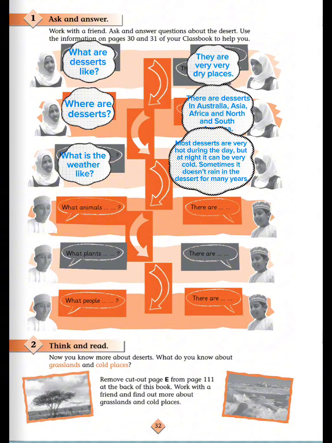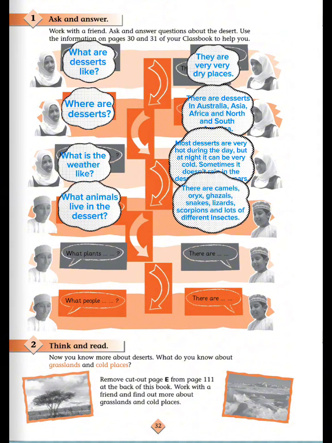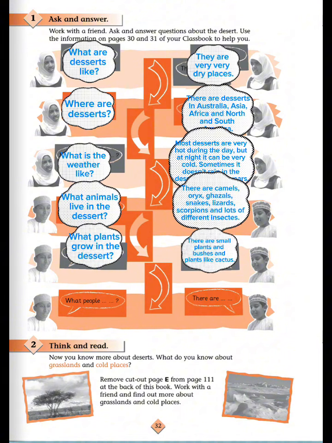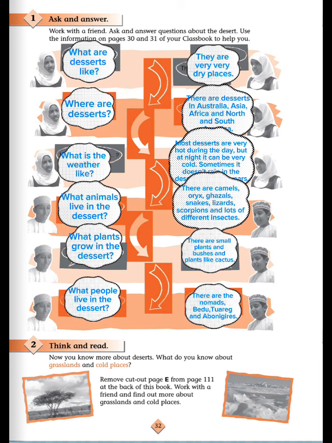What animals live in the desert? There are camels, oryx, gazelles, snakes, lizards, scorpions, and lots of different insects. What plants grow in the desert? There are small plants and bushes, and plants like cactuses. What people live in the desert? There are the nomads, the Bedou, Tuareg, and Aborigines.